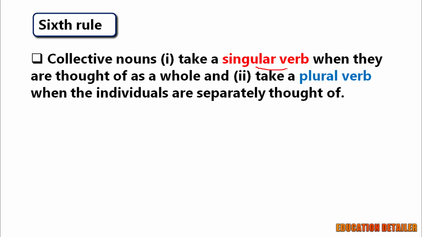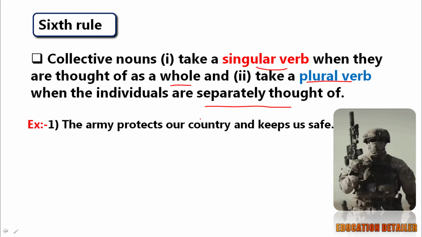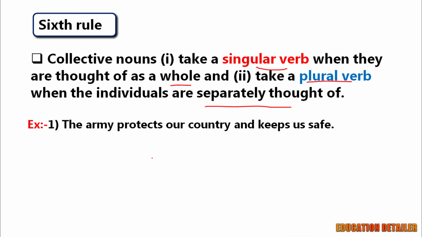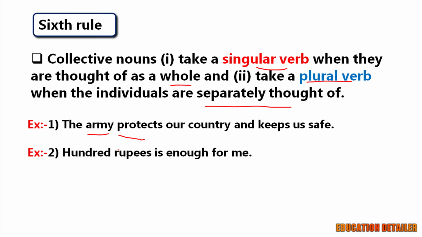Sixth rule. Collective nouns take a singular verb when they are thought of as a whole and take a plural verb when the individuals are separately thought of. For example, the army protects our country and keeps us safe. Here we use the singular verb because the collective noun army is thought of as a whole. One more example. 100 rupees is enough for me. 100 rupees as a whole.